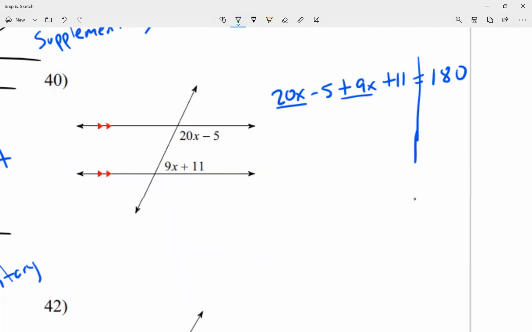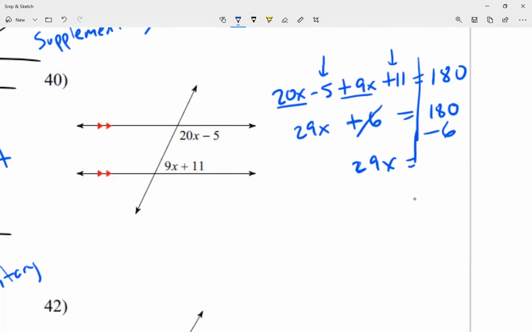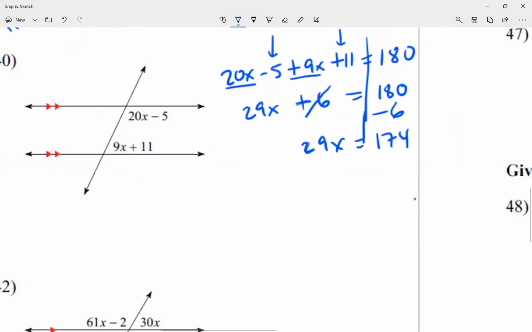When it comes to letters, I have 29x. Combining like terms, for terms that don't have a letter, negative 5 plus 11 gives me plus 6, and all this is equal to 180. To have the x by itself, the plus 6, let me move it over as a minus 6. So I have 29x is equal to 174, right? 180 minus 6. Let me divide both sides by 29. And then I get x is equal to 6.